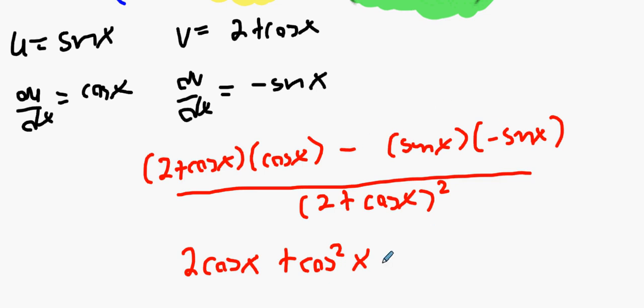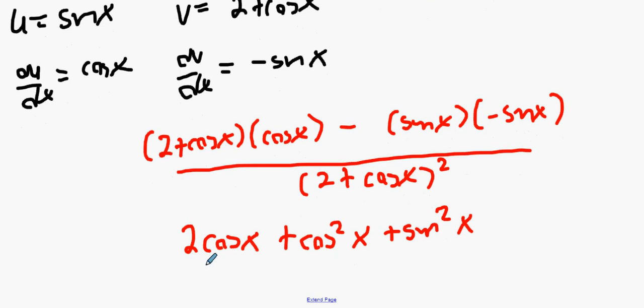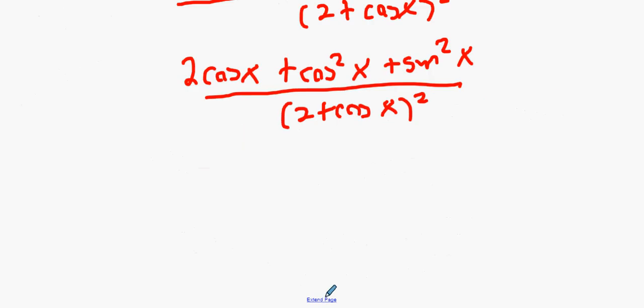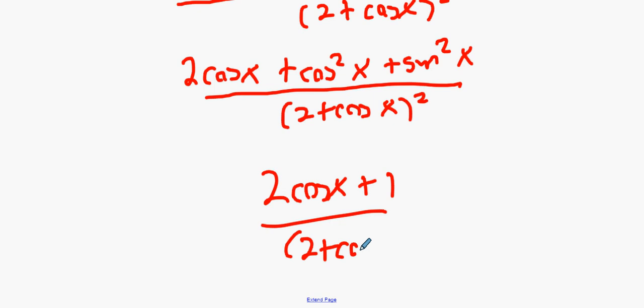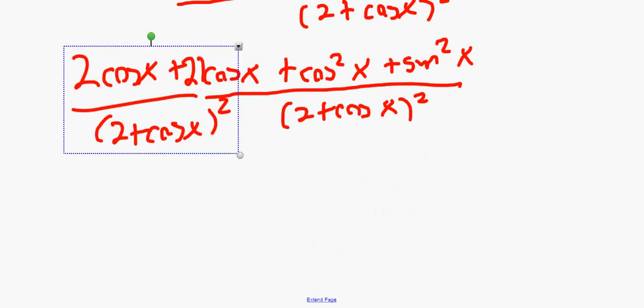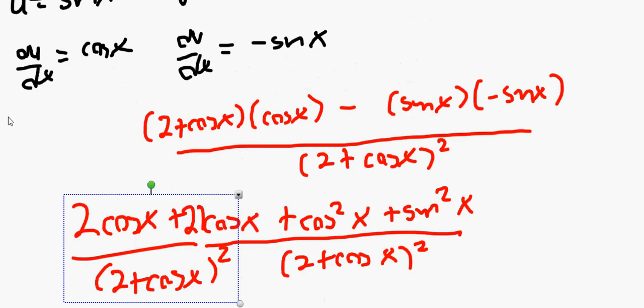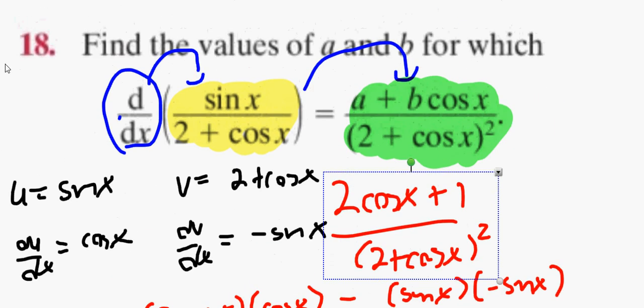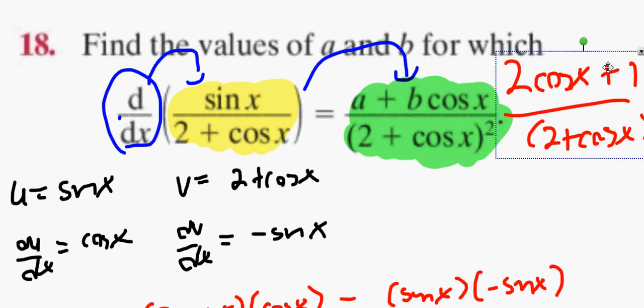What's minus sine x by minus sine x? Anybody know what to do with that? Cos squared x plus sine squared x equals 1. And my answer is 2 cos x plus 1 over 2 plus cos x squared. Is that right with you guys? Now, do I have to match that to my answer? Alright, would everybody agree that the b value is 2 and the a value is 1?